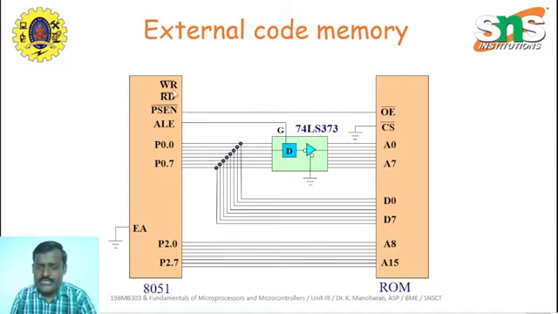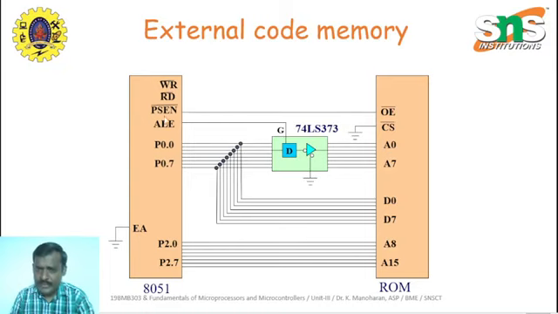So we have these three control signals: read, write, and PSEN, that is, program store enable. For external code memory or ROM, we use only this PSEN because we have only one operation, that is, the read operation. We already know that ROM is read-only memory. That means only the read operation is possible in ROM controllers. So look at this PSEN. This will act as the read signal for this control signal.